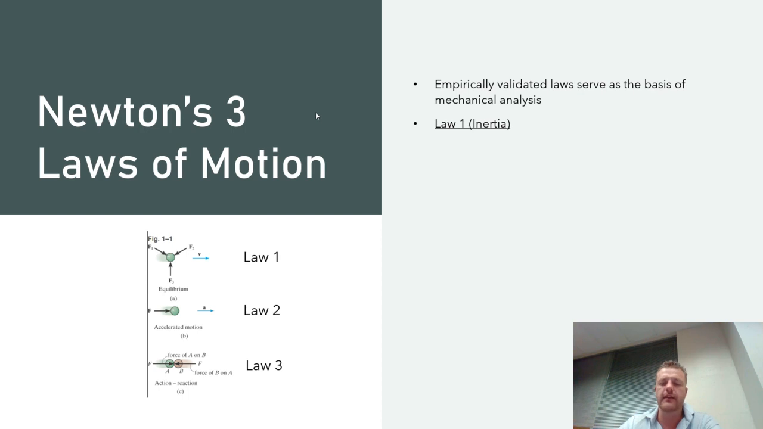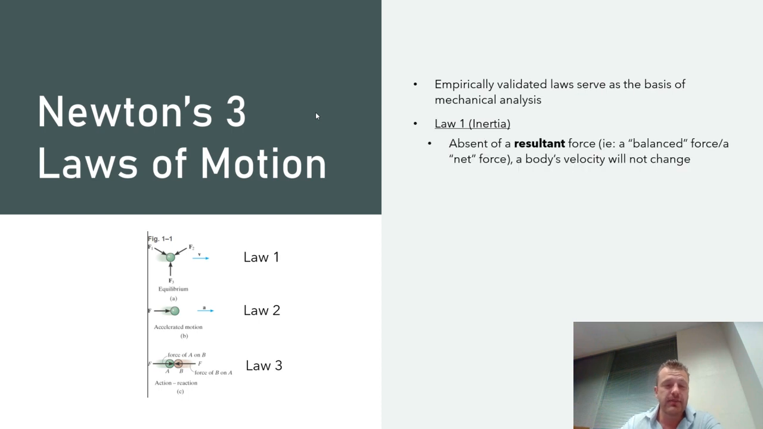So Newton's first law is the law of inertia. When you hear inertia, you probably think back to somewhere in school where you learned that this means that bodies at rest tend to stay at rest. But let's actually put some formal definitions behind it.